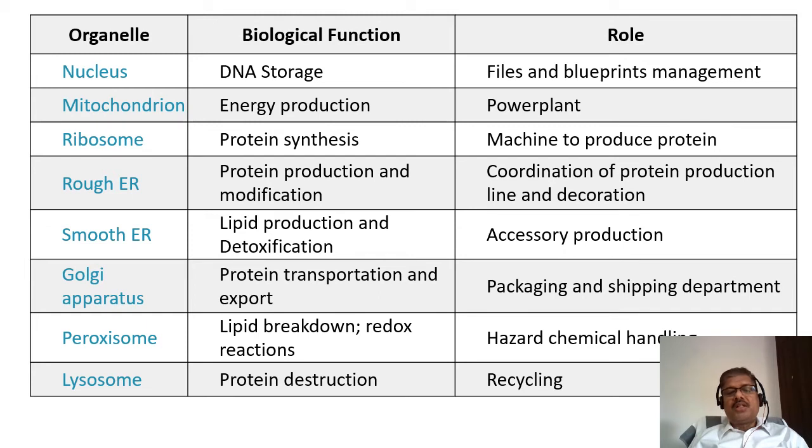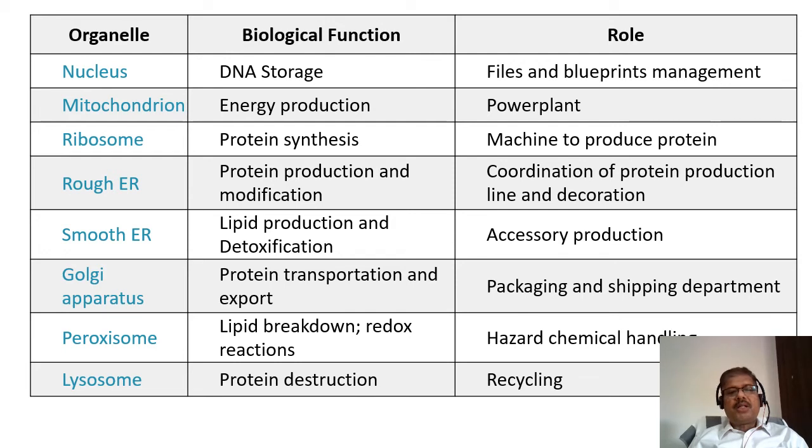So this is the summary of the information related to organelles, their function, and their factory part. The nucleus acts as DNA storage. It files blueprints and management. Mitochondria is an energy production house, that is, a power plant. Ribosomes play a vital role in protein synthesis and act as machines to produce product choice.